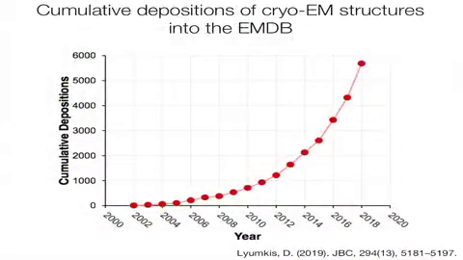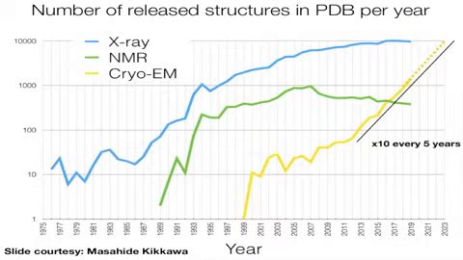So of course, people started to take notice. This is a slide showing the cumulative number of map depositions into the Electron Microscopy Data Bank. You can see that around 2013, there seems to be an inflection point, and we're now at a time where the technique is increasingly growing in popularity. So this increasing popularity also translates into atomic model depositions. This is a recent tweet from Masahiro Kikawa showing the cumulative number of model depositions into the Protein Data Bank, and specifically in comparison to other methods, namely X-ray crystallography and NMR spectroscopy.